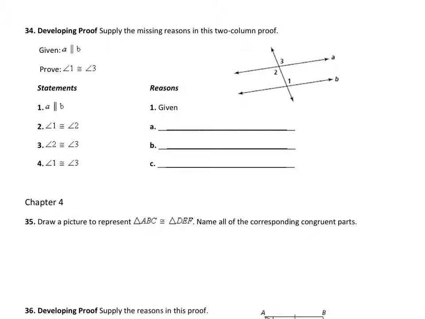And then supply the missing reasons in the proof. So if you're given that A is parallel to B, I'm just following what I'm given right here. Normally, I would just say, if we know that A is parallel to B, then we know that angle 1 and angle 3 have to be congruent by the corresponding angles postulate. But this is actually a proof of the corresponding angles postulate that we're going to plug in. So why is angle 1 congruent to angle 2?